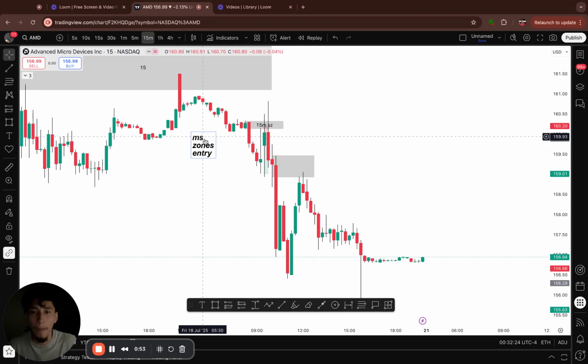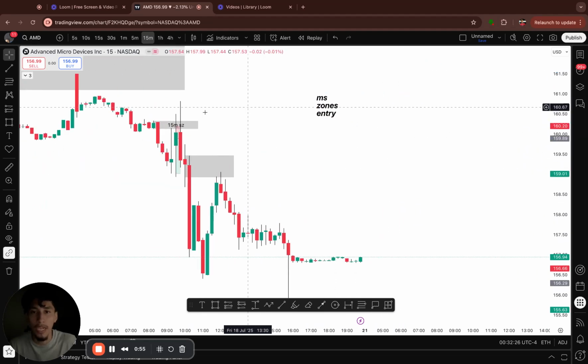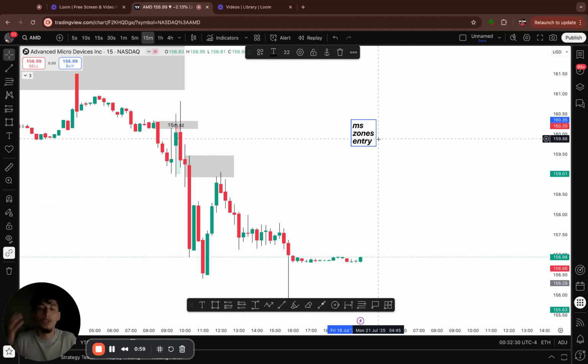Okay, so MS, zones, and entry. This is exactly what I'm looking for when it comes to entering. Before even looking at the entry model, I'm looking for market structure, then zones, and then the entry model is the last thing on my checklist. It's the last thing I'm checking off.